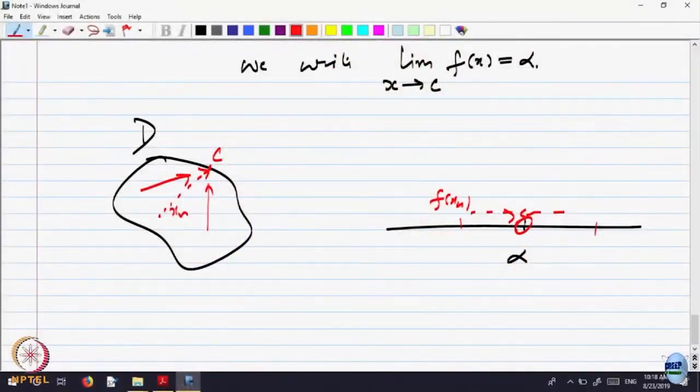And in case the function is defined at the point c, supposing it so happens that the point c is in the domain, that means the function is given some value. That may or may not be the same as the value that we are trying to predict, right? So if the value we are predicting for the function at the point c by looking at its behavior at nearby points happens to be the same as the value of the function at that point c, then it is natural to say there is a continuity in the behavior of the function.